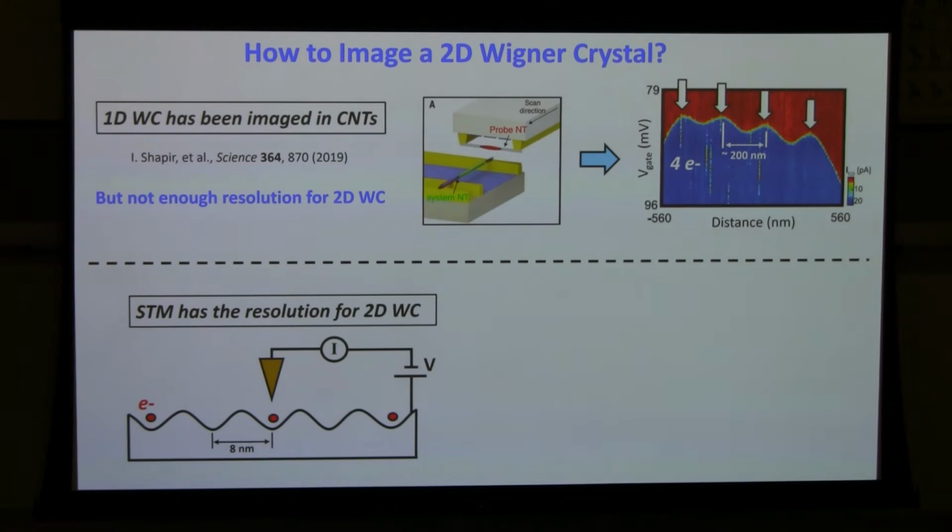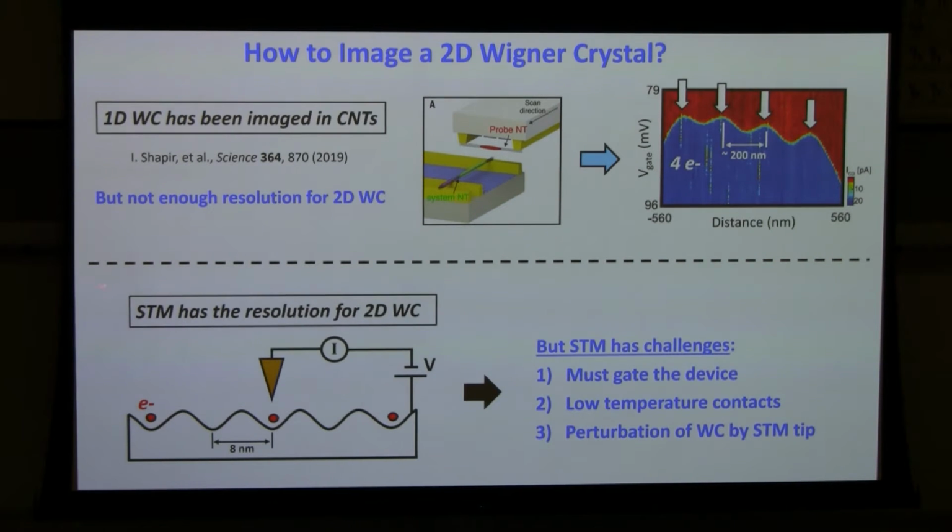So it certainly has the resolution, but there's a bunch of problems with the STM. For example, you have to gate the electrical device, and I'll explain what that means in a second. You have low temperature contacts, and you have the perturbation of the Wigner crystal by the STM tip. These are big challenges, but what I want to tell you about today is how we overcame these challenges to actually image Wigner crystals with an STM. That's what I want to explain, how we did these things. So let's start with the very first one, gating the device.